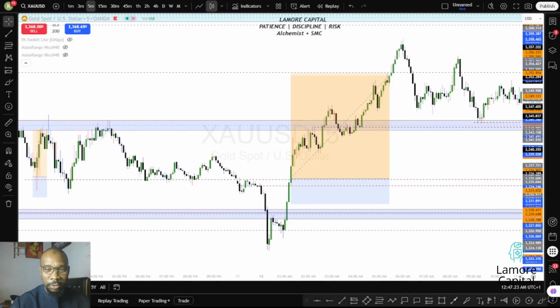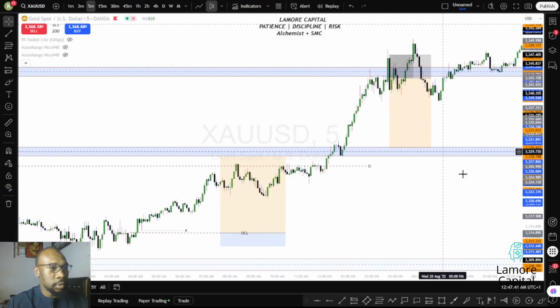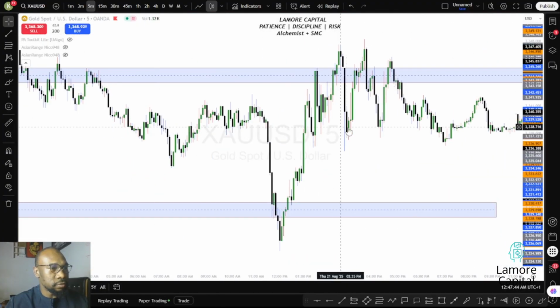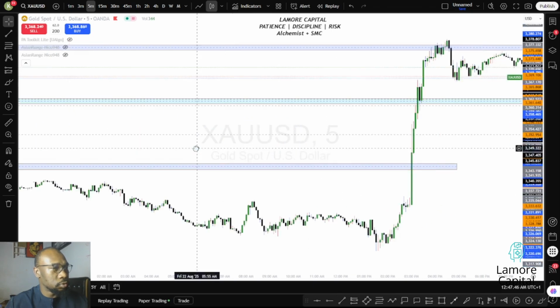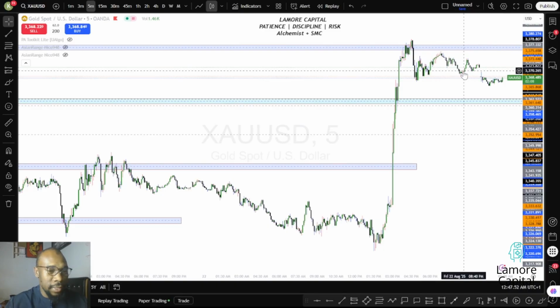So today I'm going to be dropping my trade recap on gold, covering 5 trading days. This trade recap starts from 18th August 2025 to Friday, August 22nd, 2025. That's 5 trading days.